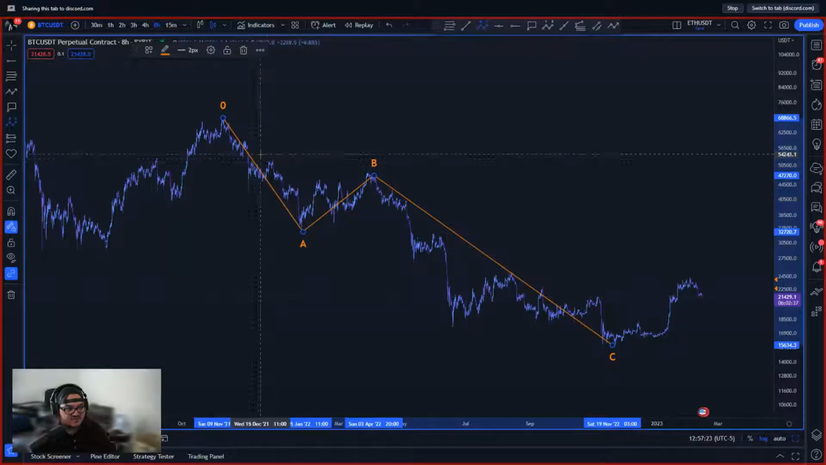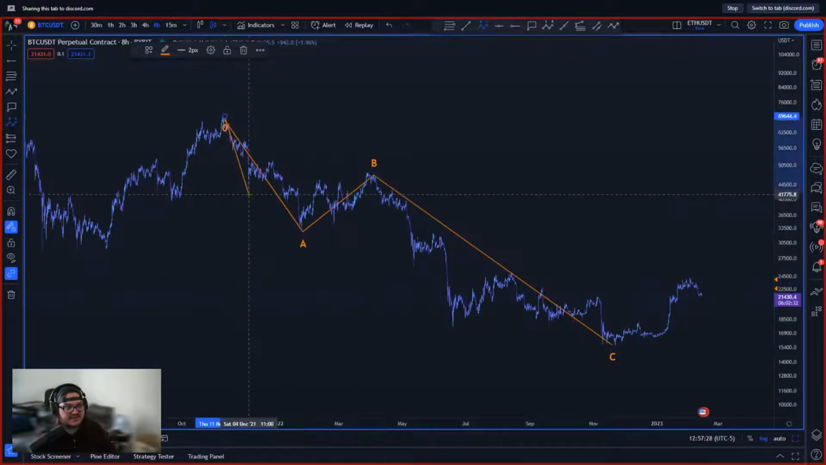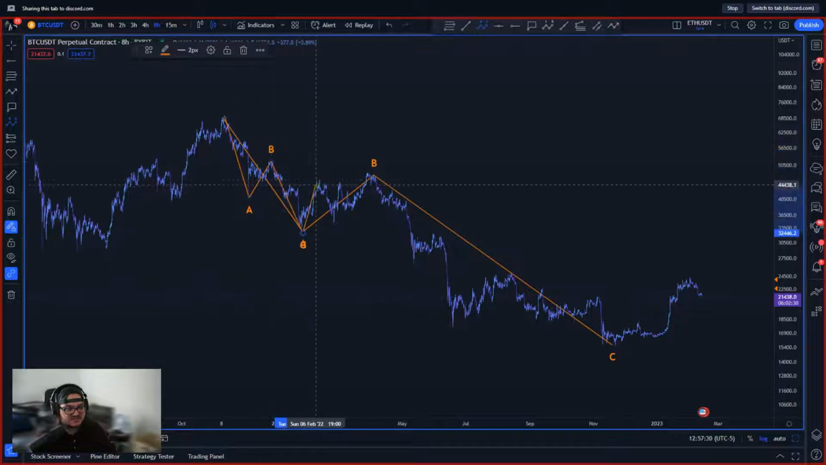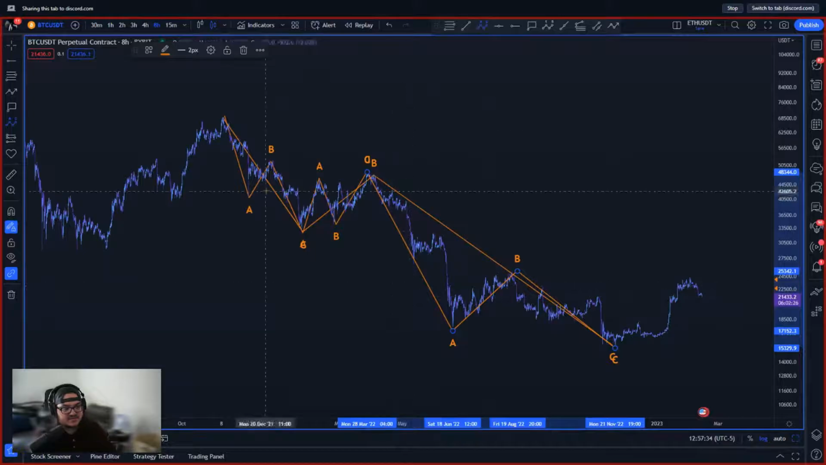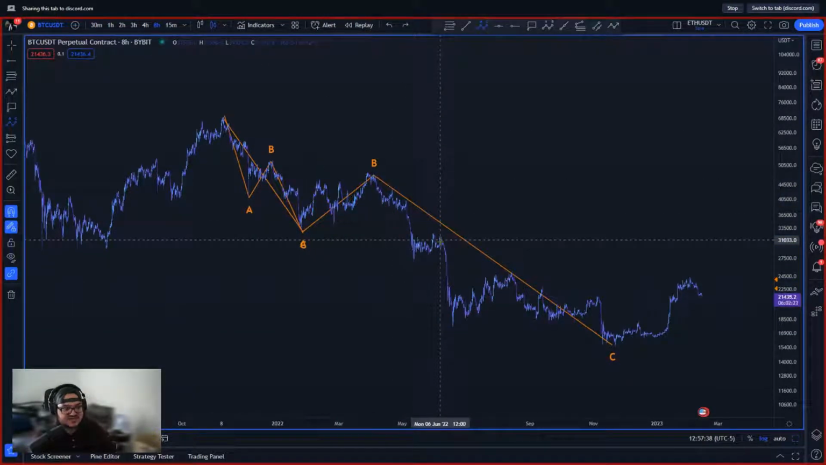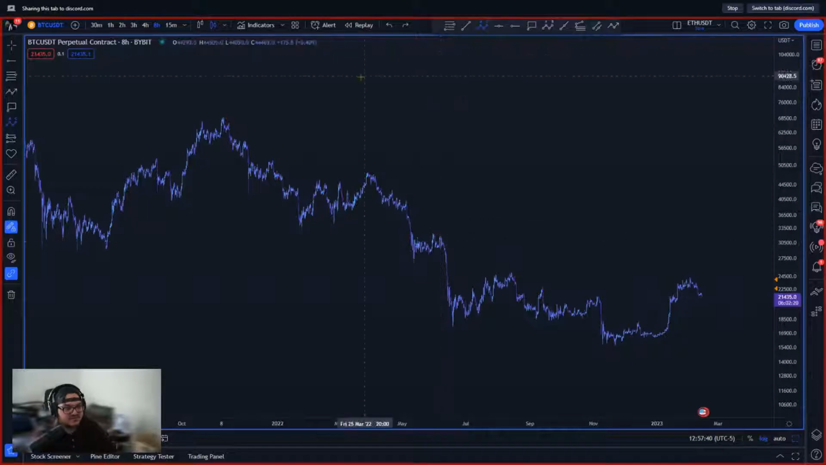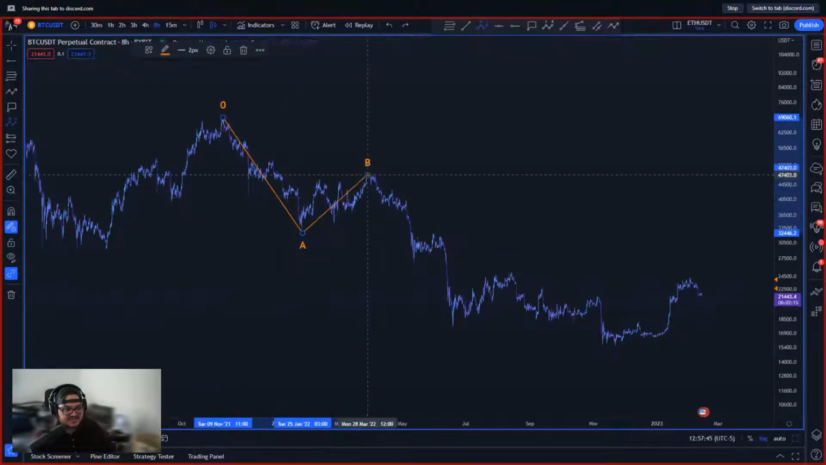I've drawn all the waves in between here that look like a completed ABC all the way down. According to my definitions and according to how I see things, this looks like a completed correction. Now, the question is, is that a completed correction, or are we possibly just beginning something?